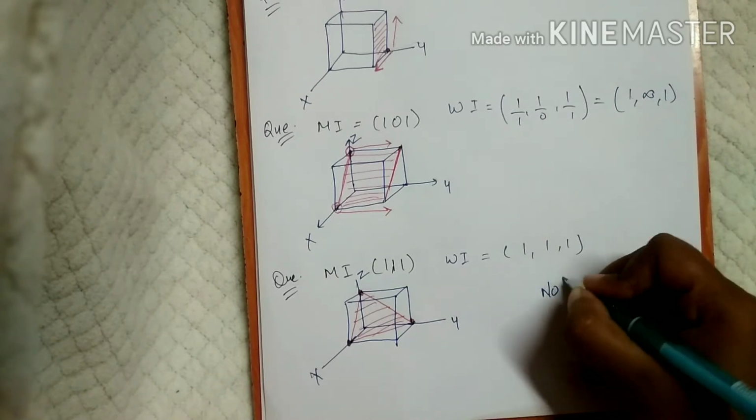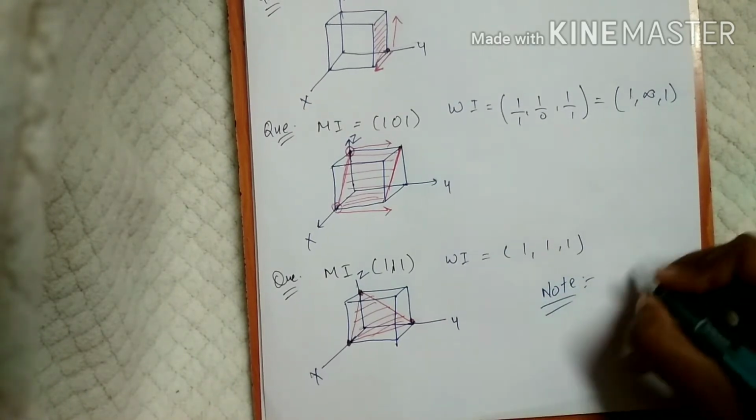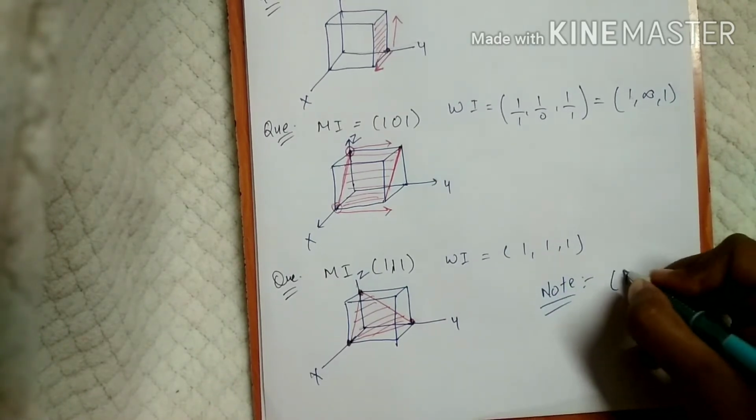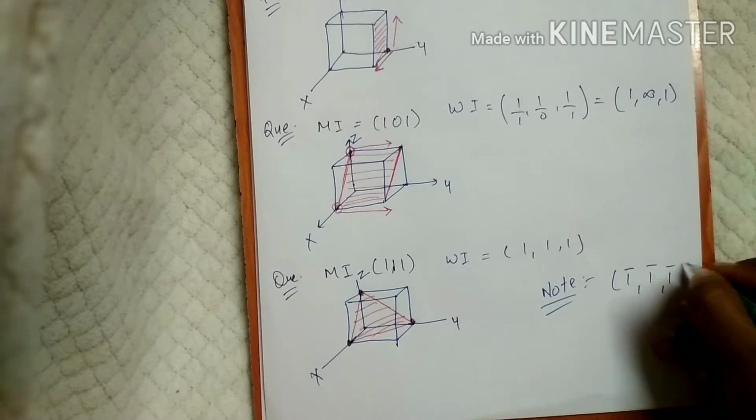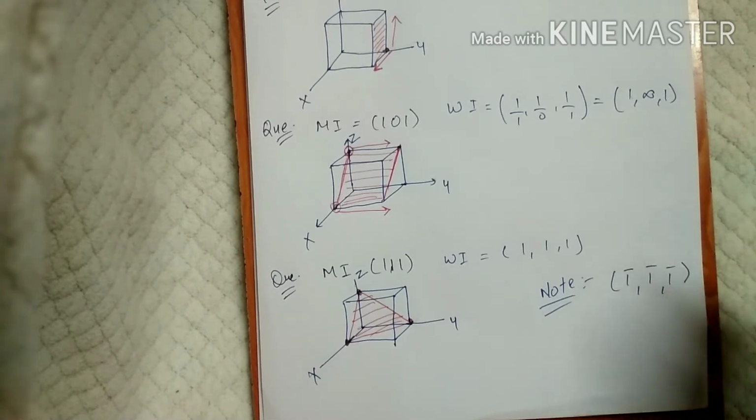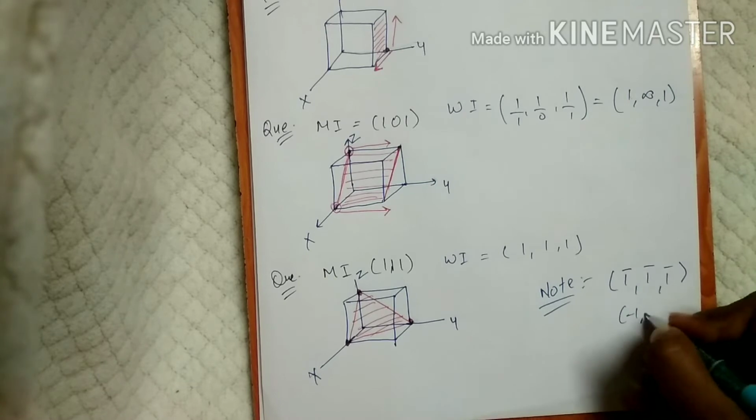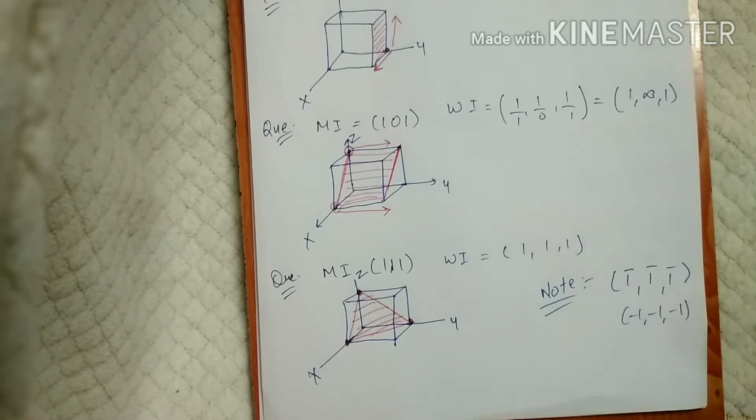One more thing which you can write down in your notes: if instead of 1, 1, 1 it is given as 1 bar, 1 bar and 1 bar, then that only means that the values are negative, that is, minus 1, minus 1 and minus 1. So accordingly you can also make your planes. So I think this topic is clear now. Now suppose you are given two planes and you want to find out the angle between those two planes.